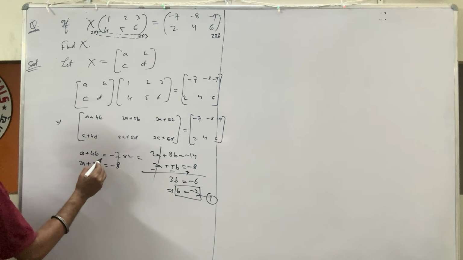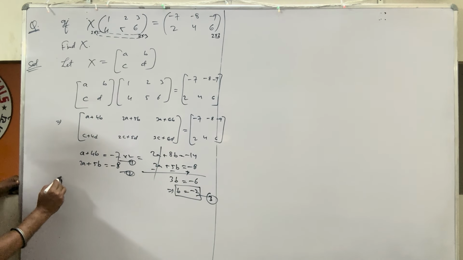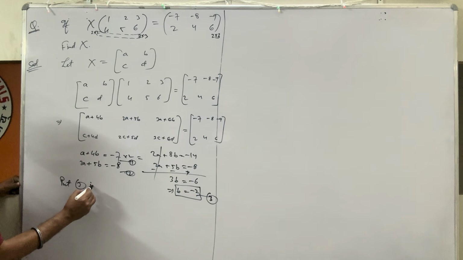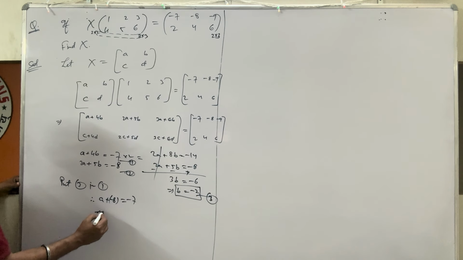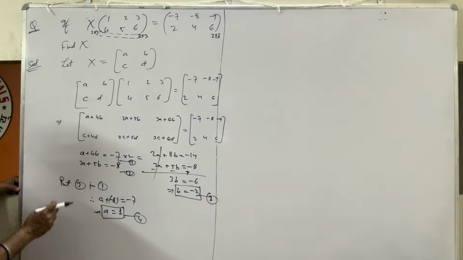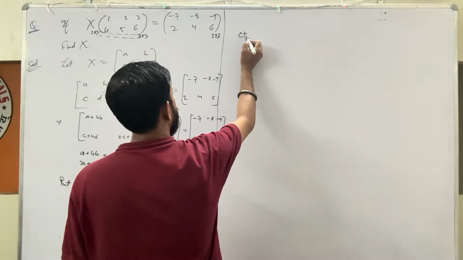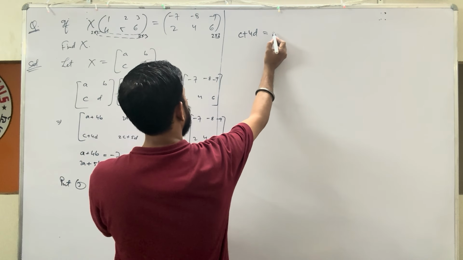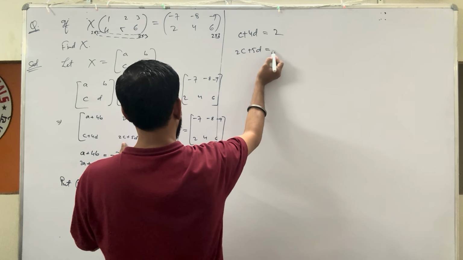Now you put B equal to minus 2 in equation 1. So A plus minus 8 becomes minus 7. So A is equal to 1. Now we got A and B. Now we need to solve for C and D. So we'll take these values: C plus 4D is equal to 2, and 2C plus 5D is equal to 4.